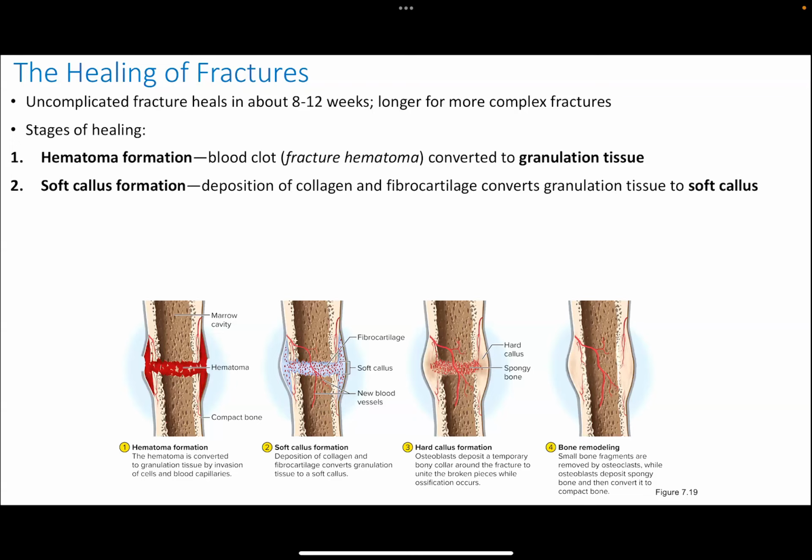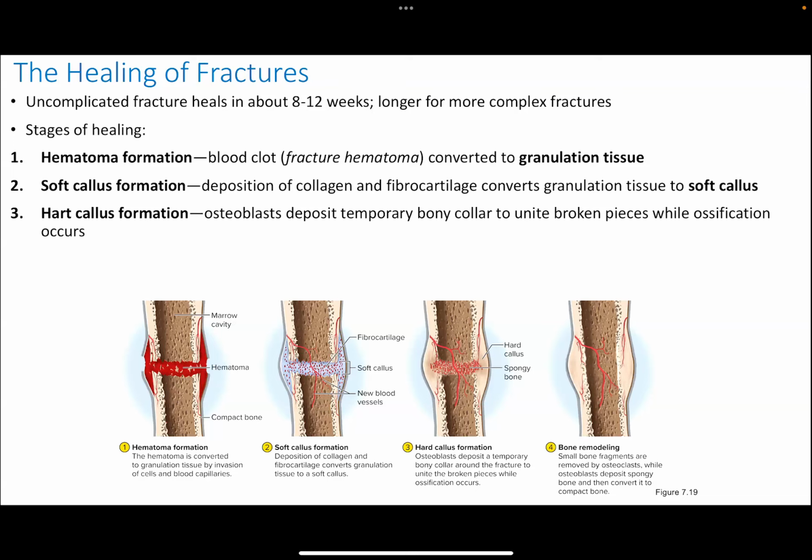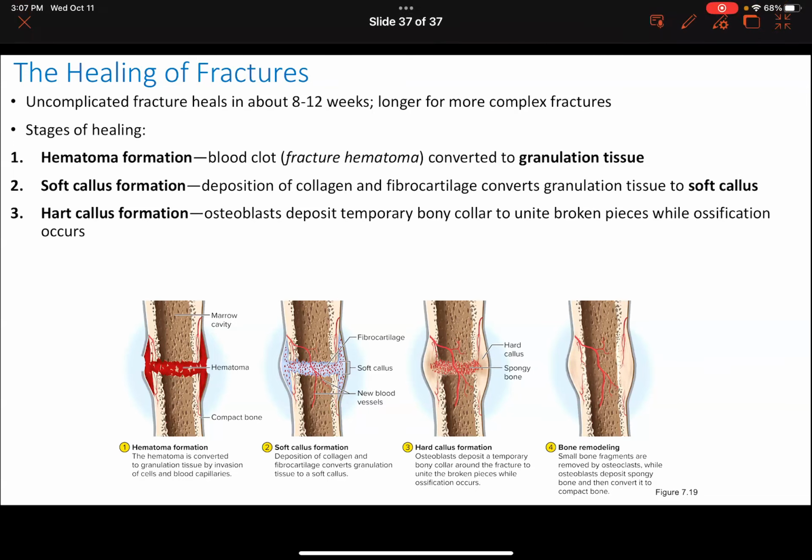Then you get what is known as a soft callus formation. This is where collagen begins to be deposited in the area, which is why it's a soft callus. And then fibrocartilage is going to convert the granulation tissue into something called a soft callus. Then you have a hard callus formation, and sorry about that, that should say hard, not heart. This is a D. Hard callus formation.